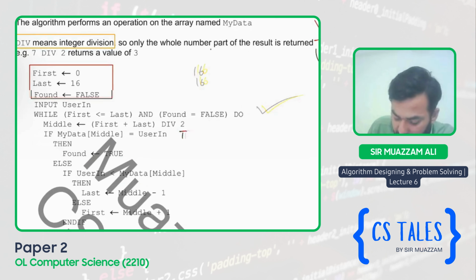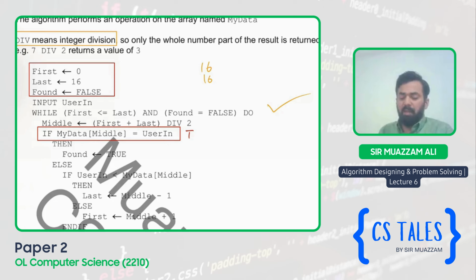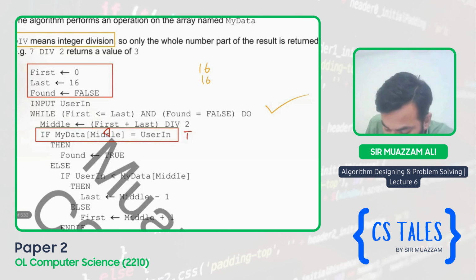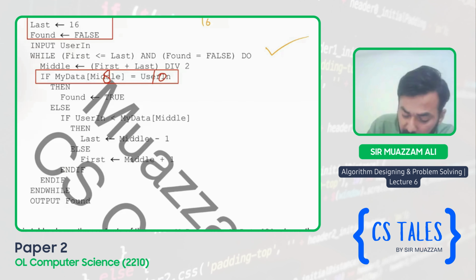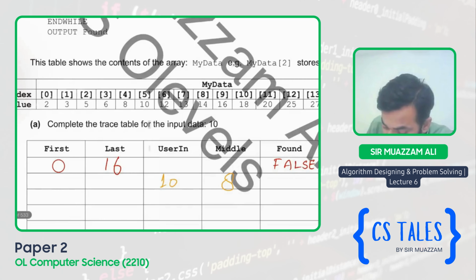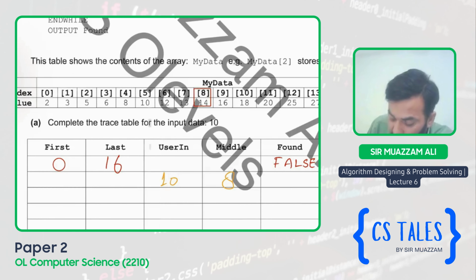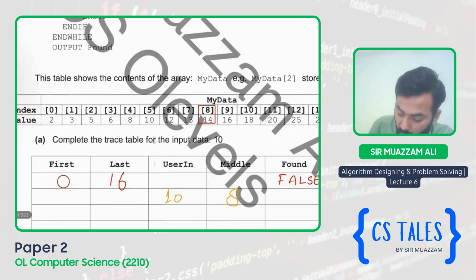So how will we check? We will see if my data middle, what is the value of middle? Middle value is 8. Is it equal to the user in? What is the value of user in? This is 10. You have to check it out in my data 8. What is over here? In my data 8, there is 14. So we have to check whether 14 is equal to 10.